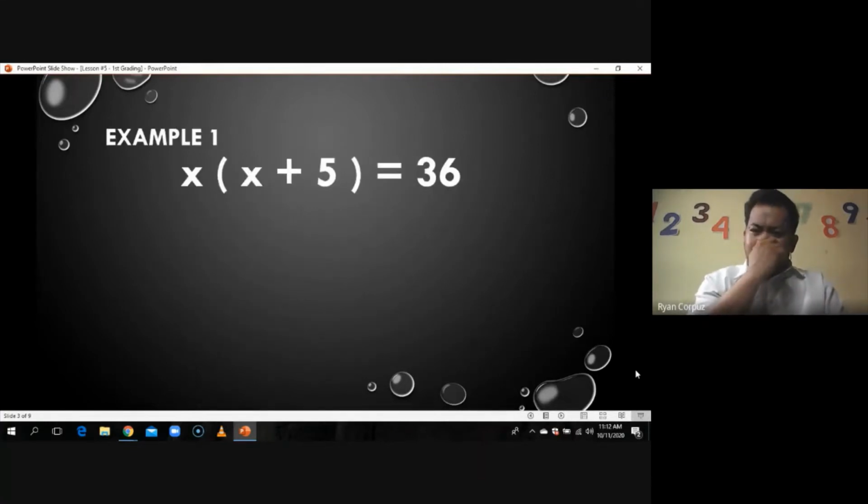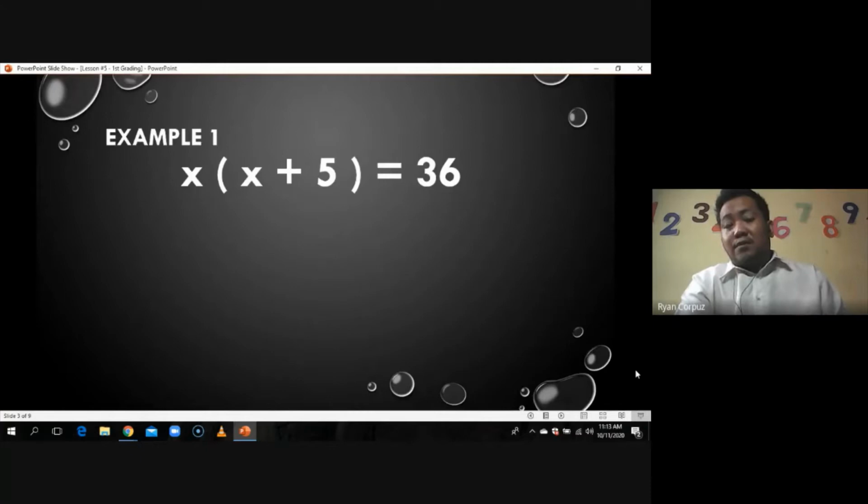Example number one here is x times the quantity x plus 5 is equal to 36. If we look at the given equation, at first we cannot say it is quadratic because we cannot see a variable whose highest exponent is 2. In order for us to make that quadratic, since that equation can be transformed into quadratic equation, we are going to make use of the steps. We have to use mathematical concepts or ideas to transform it into quadratic equation.